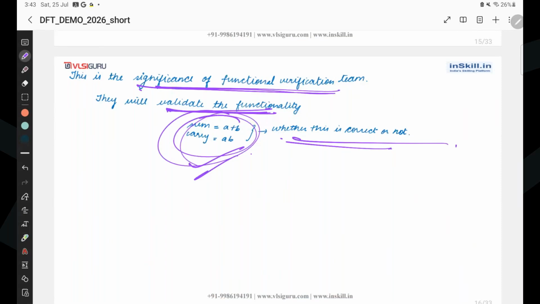So now you would have got an idea of the difference between a DFT team and a functional verification team, and why we need both. Why do we need a DFT team? Why do we need a functional verification team? And what are the differences between the roles of a DFT engineer and a functional verification engineer? You would have got an idea about it.